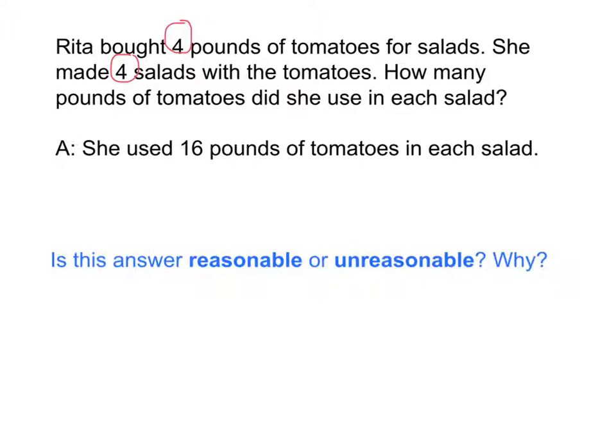Sawyer, take out your notebook. How many pounds of tomatoes did Rita buy? Swati? 4. She bought 4 pounds of tomatoes. So is it reasonable for the answer to be that she used 16 pounds of tomatoes? Did she even have 16 pounds of tomatoes? No. So you know right away that that answer is unreasonable.